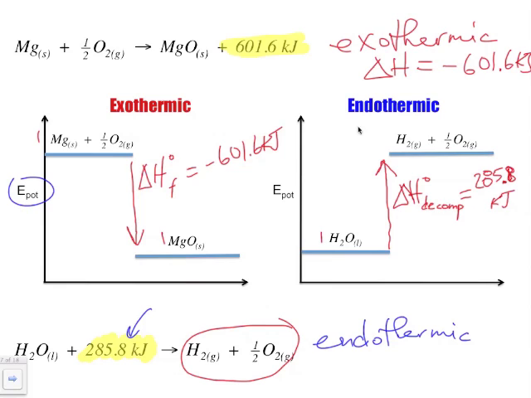So notice here the value for an endothermic is a positive delta H. For an exothermic, it is a negative delta H.